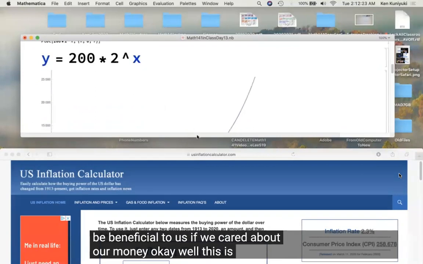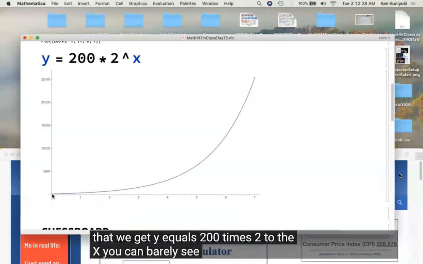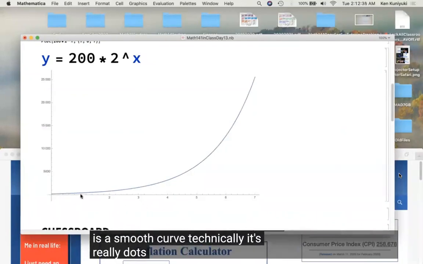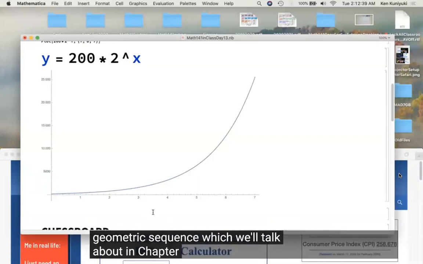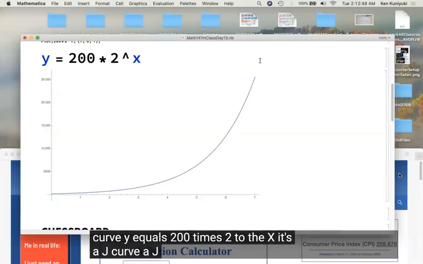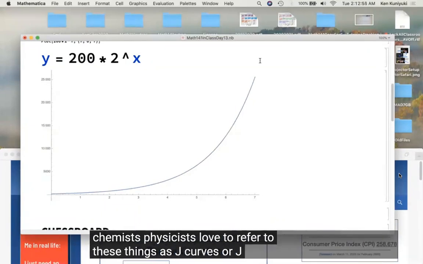Okay, well, this is the curve that we get. Y equals 200 times 2 to the x. You can barely see the 200 down there, right? So she starts off with $200. This is a smooth curve. Technically, it's really dots or points. It's really a geometric sequence, which we'll talk about in chapter 9. But let's smooth it out, and let's say it's this exponential curve. Y equals 200 times 2 to the x. It's a J curve, a J graph.